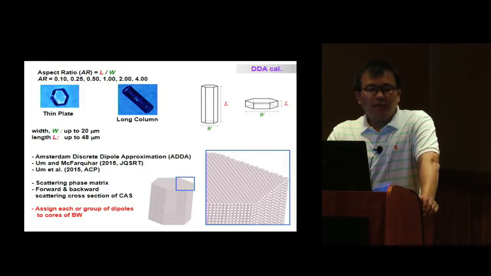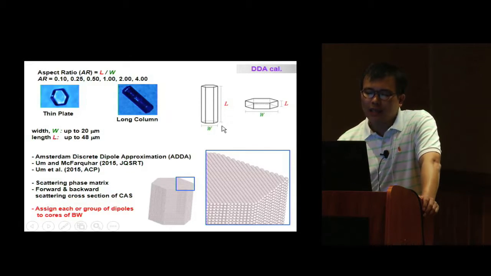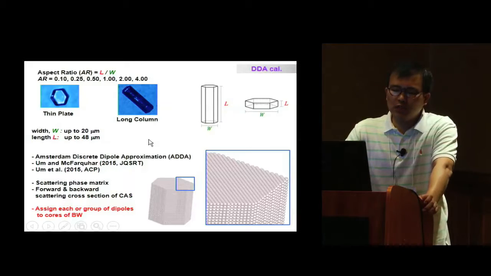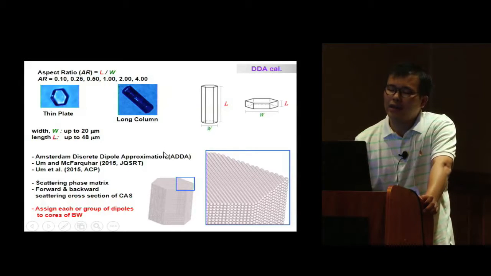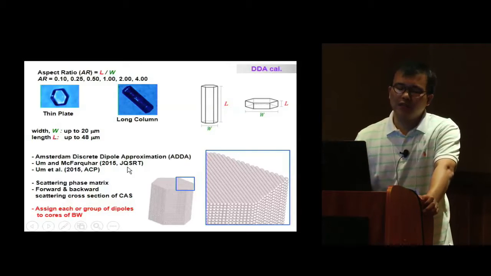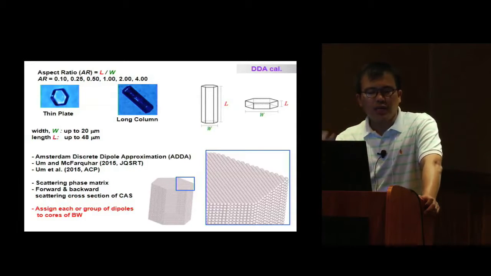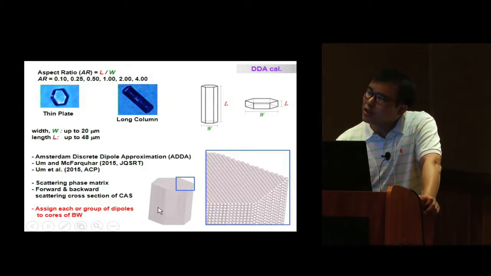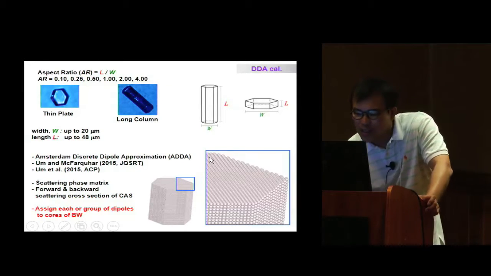A hexagonal ice crystal is defined by length and width and their ratio, called aspect ratio. In this study, we consider six different aspect ratios, from thin plates to long columns. Then we use the Amsterdam discrete dipole approximation, ADDA, and calculate the scattering phase function and forward and backward direction scattering cross-sections, so Csca. This is a hexagonal ice crystal consisting of dipoles, and the blue box shows magnified images.